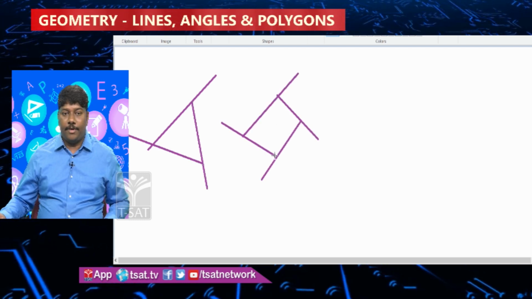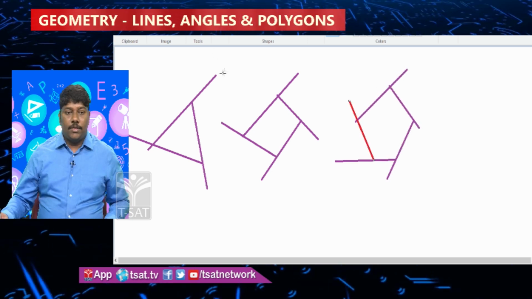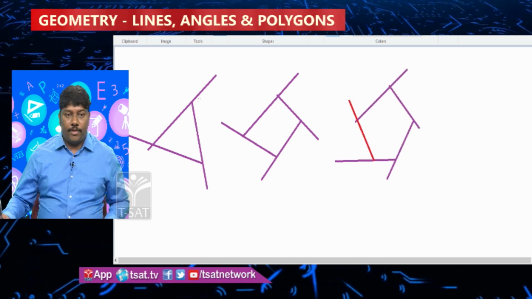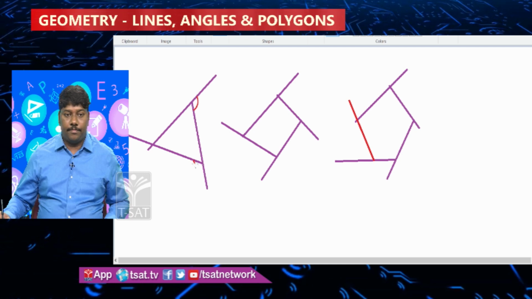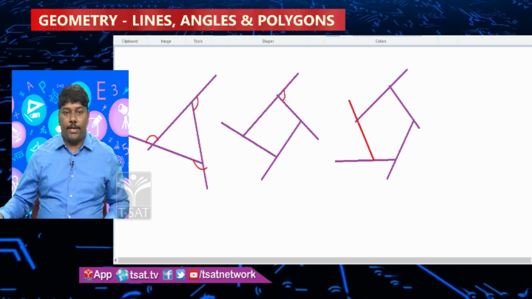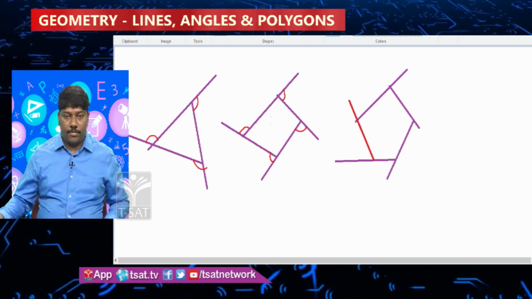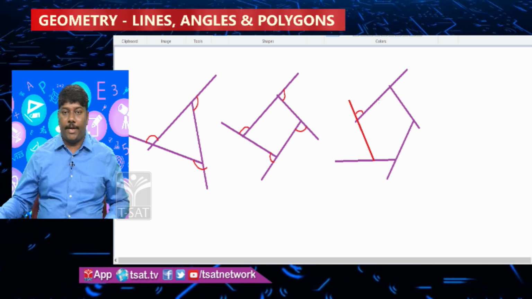I am extending them in one direction. Pentagon also. All these angles that you see here are exterior angles. So these are all our exterior angles of polygons. Now this is an exterior angle of a pentagon.